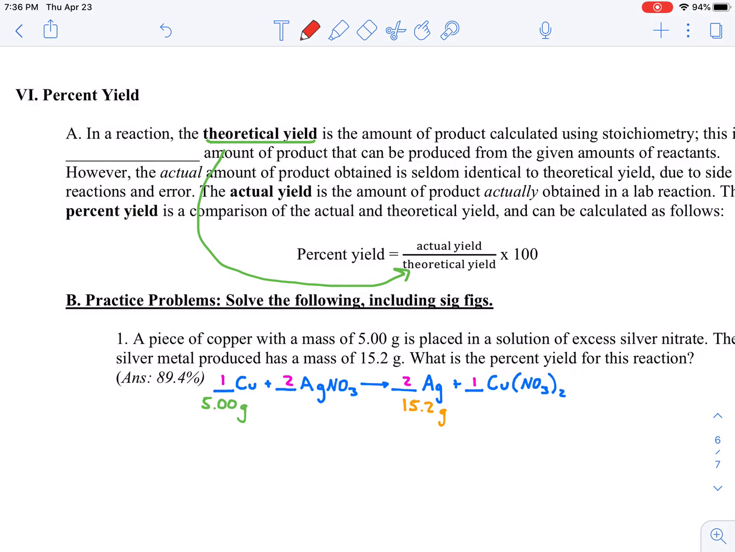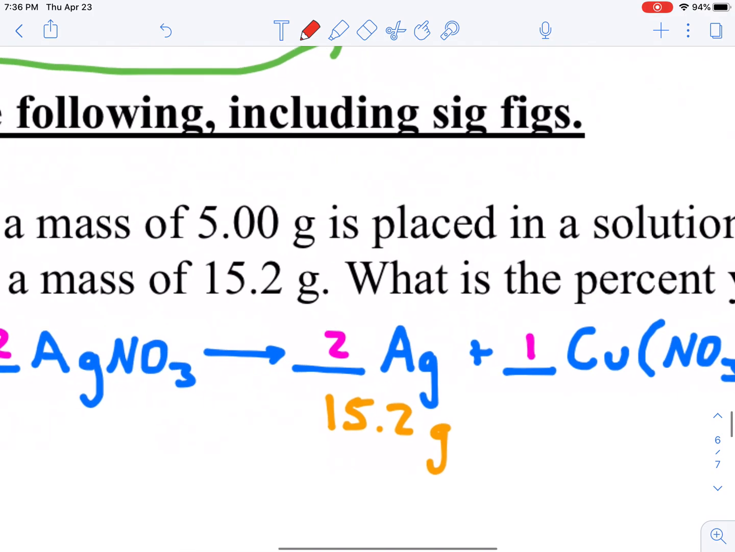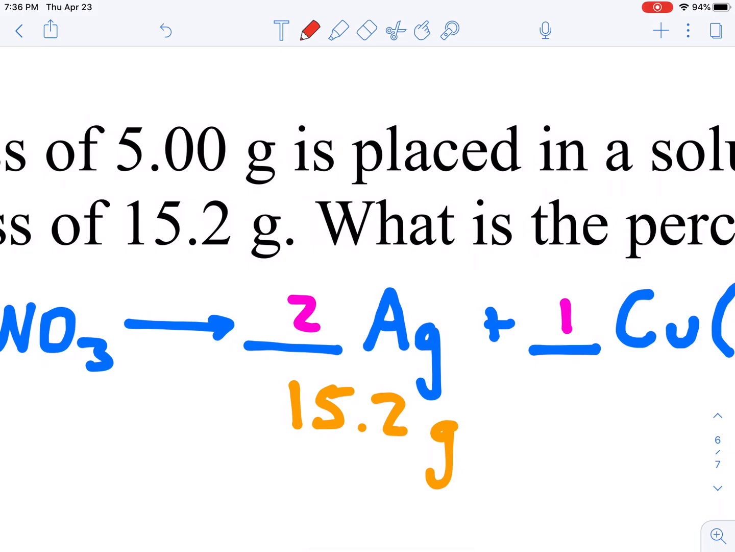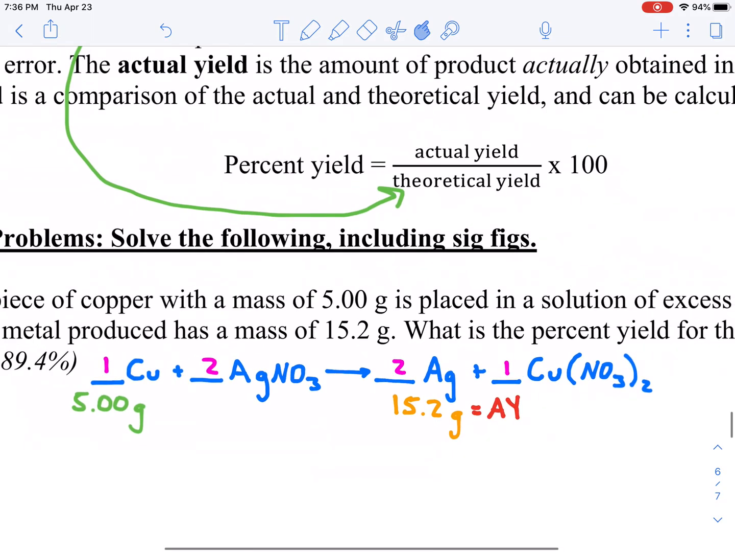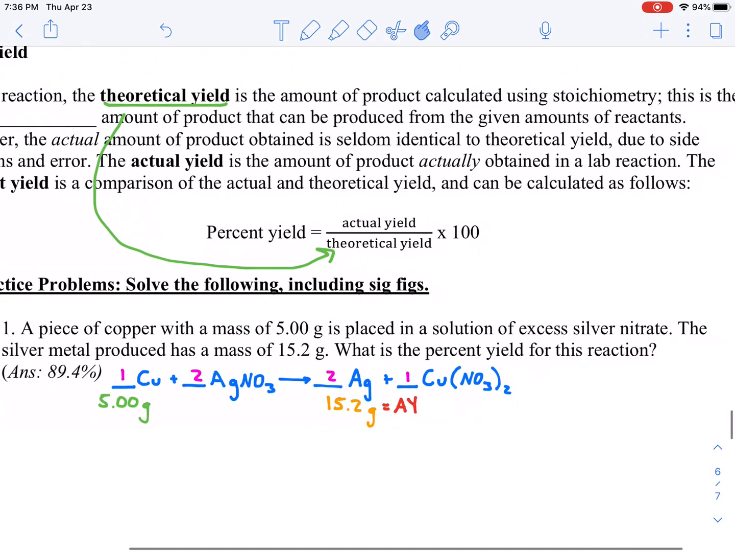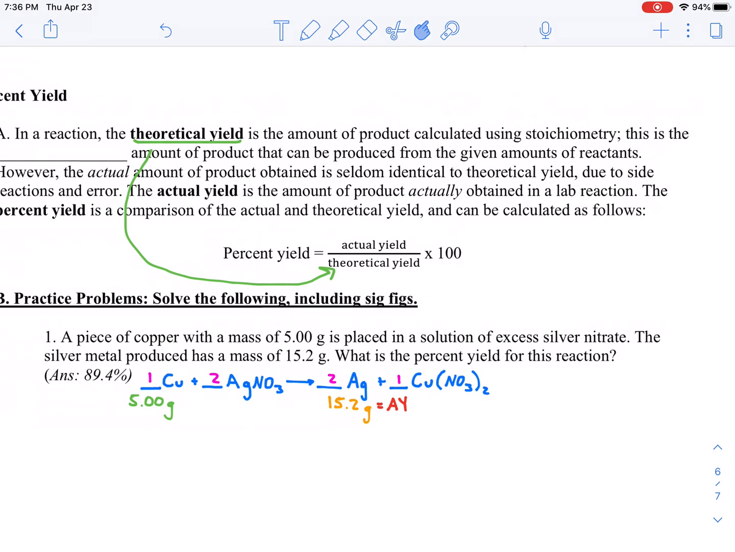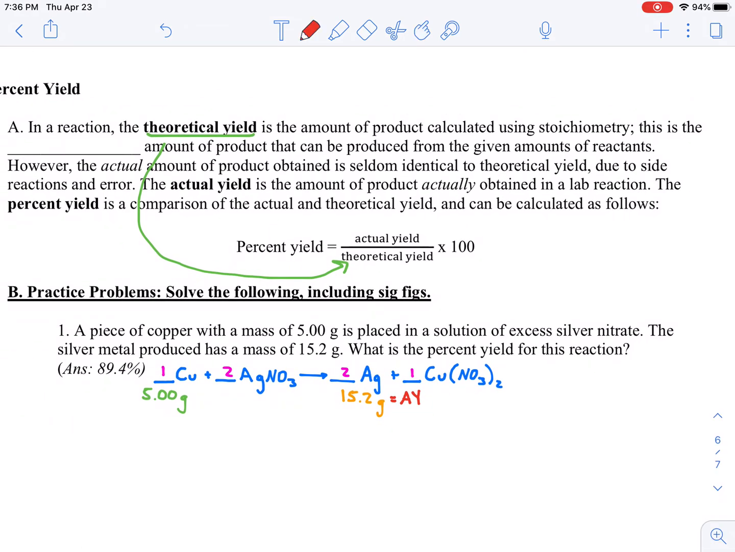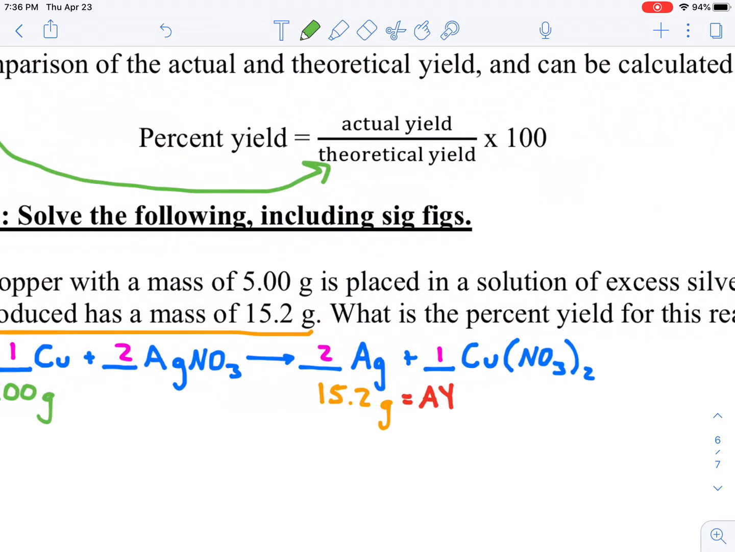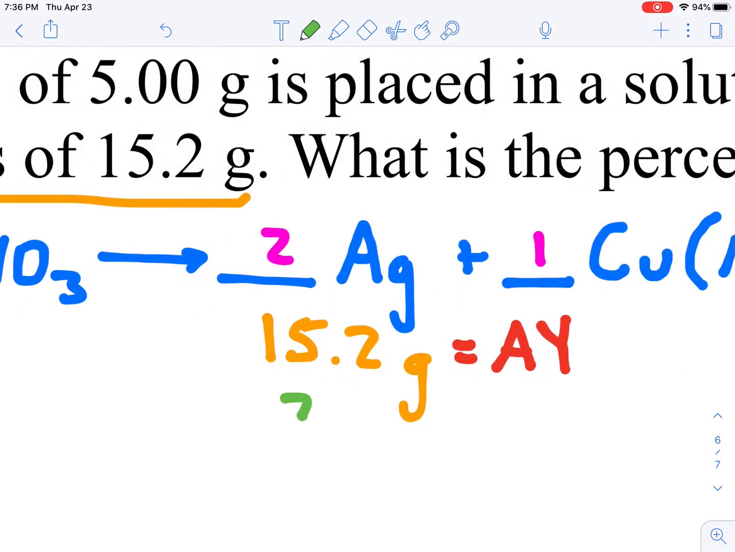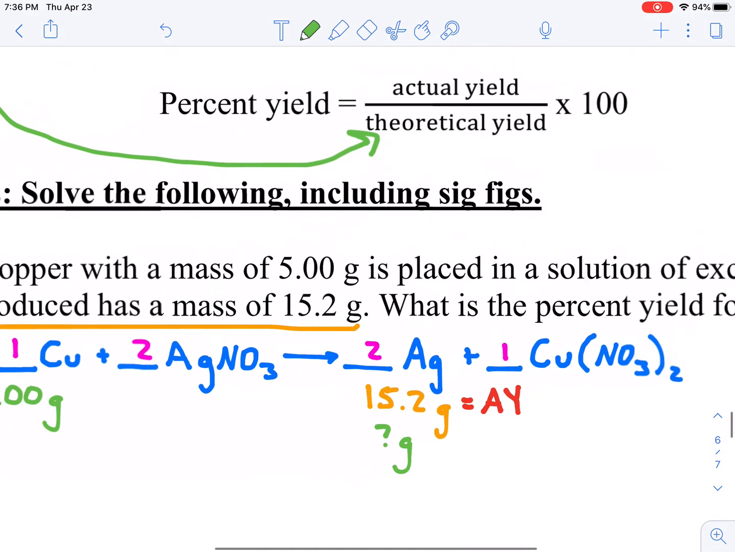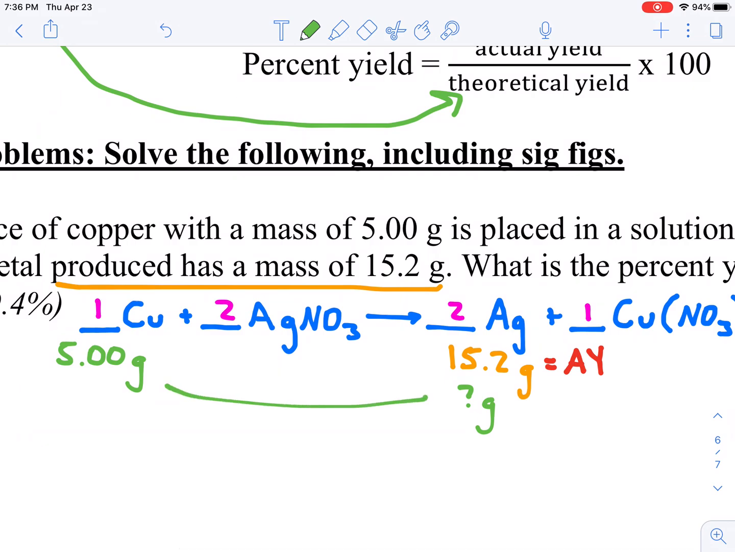So this 15.2, this is the actual yield. So this is if the reaction happened in lab, and we actually measured our product, this is what we get, right? It's because it says when we actually do this reaction, the silver metal we produce has a mass of 15.2 grams. So that's what's in orange. What we're going to figure out with the green is how many grams of silver we can make from 5 grams of copper.